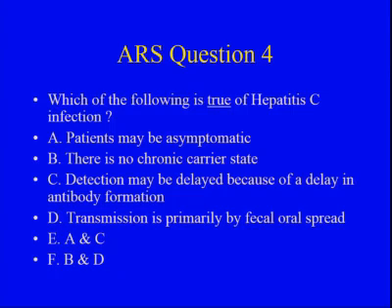So moving on to hepatitis C, which is the big player for you right now. Which of the following is true of hepatitis C infection? A, patients may be asymptomatic. B, there's no chronic carrier state. C, detection may be delayed because of a delay in antibody formation. D, transmission is primarily fecal-oral. E is A and C. And F is B and D. If you could key in your response.